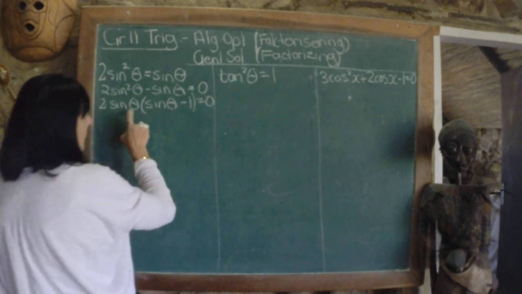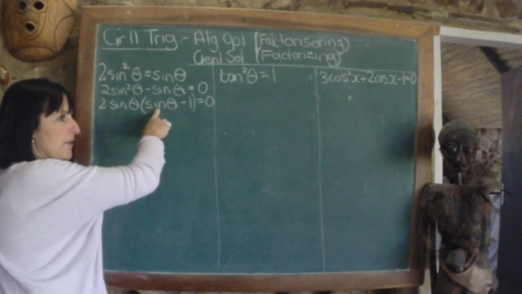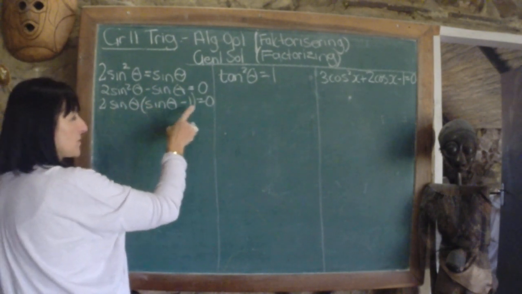This is now the zero factor law, meaning if 2 things are multiplied to each other, then at least one of them must be 0.